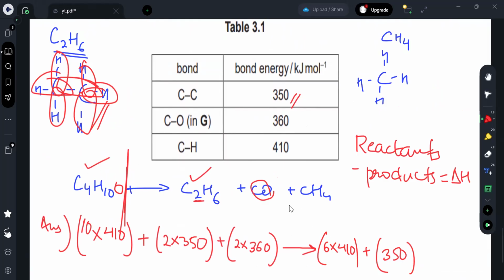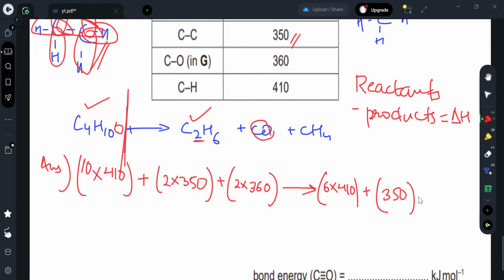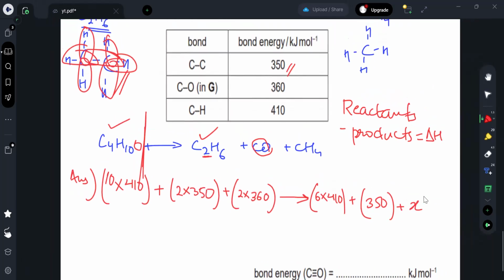CO is what we have to find, so we are just going to take this as X. You can take it as CO or anything. It's a variable; you have to find it. Then we have CH4, so we write plus. In CH4 we have 1, 2, 3, 4, so 4 CH bonds. We don't have CC. So 4 times 410.